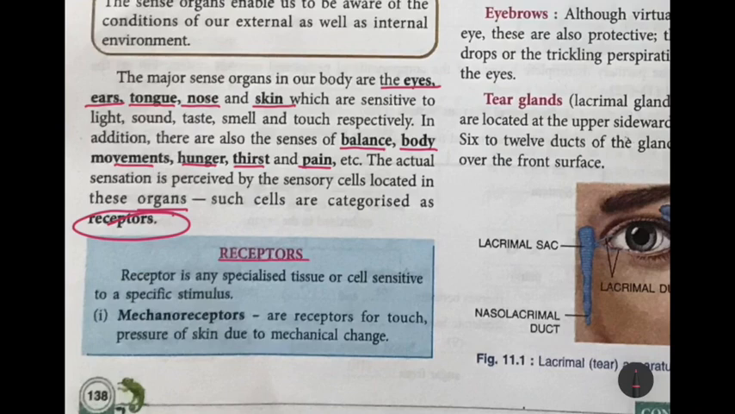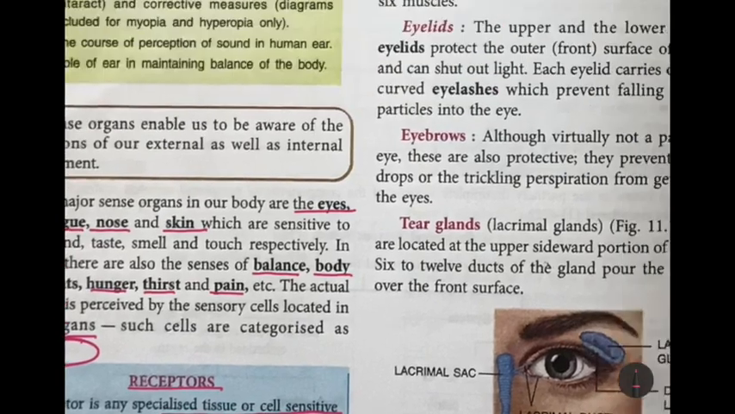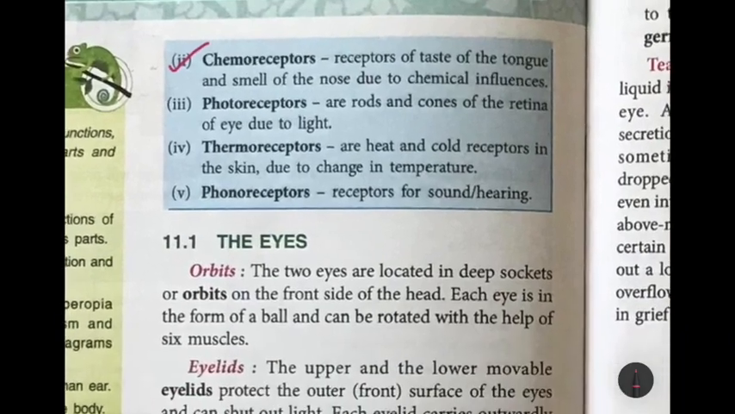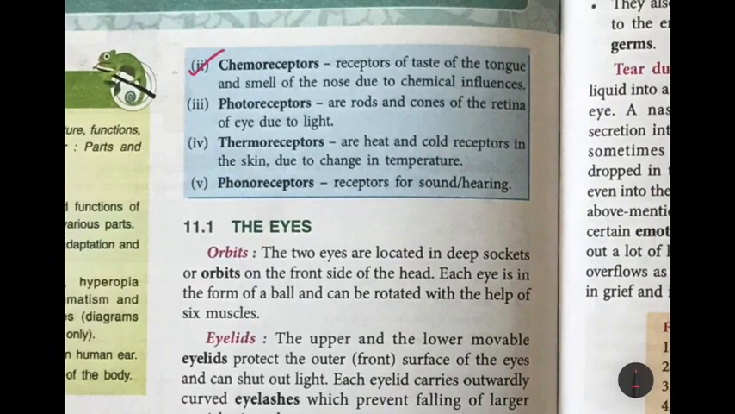Now, what are receptors? A receptor is any specialized tissue or cell which is sensitive to a specific, particular stimulus. For example, we have mechanoreceptors. These are receptors only for touch or pressure of skin due to mechanical change. We have chemoreceptors. These are receptors only for chemical substances, like receptors of taste of the tongue and smell of the nose.